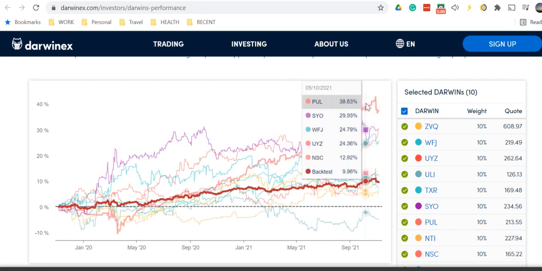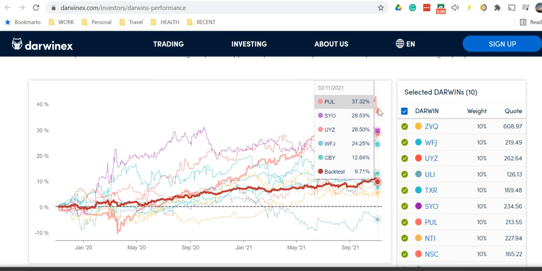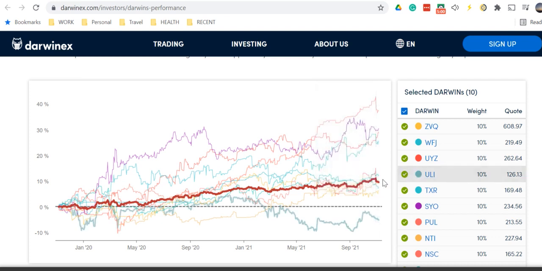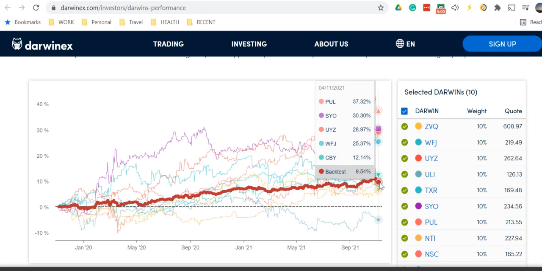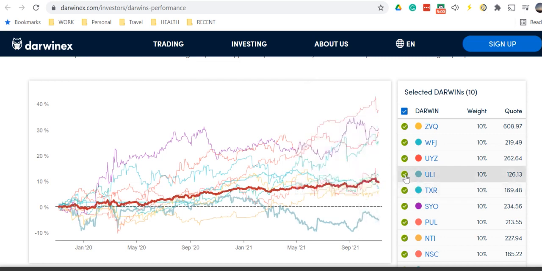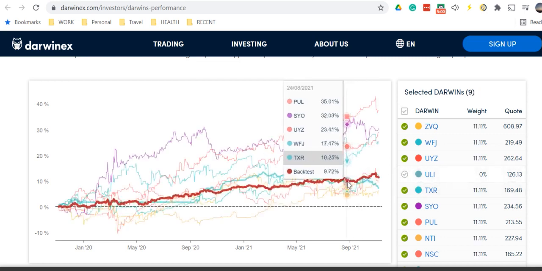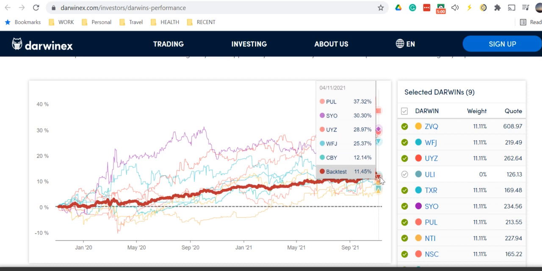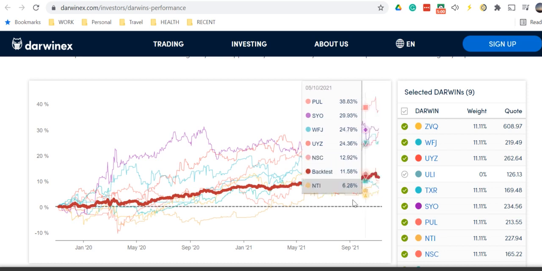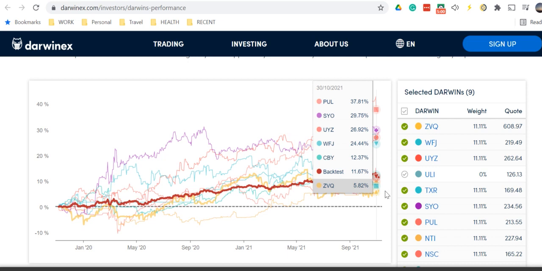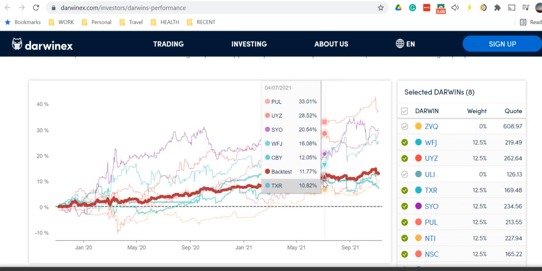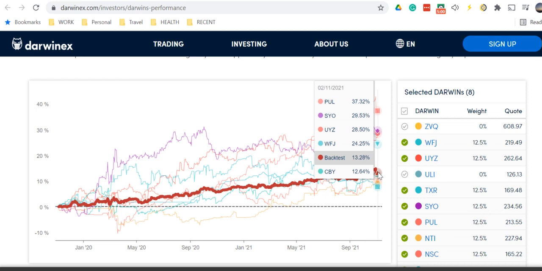For example, this guy's done very well, PUR, 37% over 1 year. This at the bottom here is ULI. If we cut out ULI, for example, the model return here is 9.54 for 1 year, and then the dark red line goes up to 11.45. Then if we cut out the next one down, ZVQ, the model return goes up to 12.64.